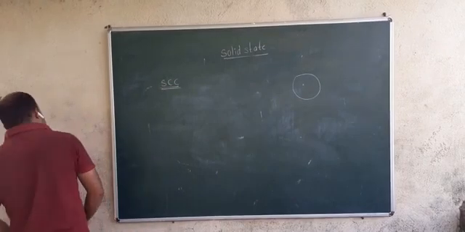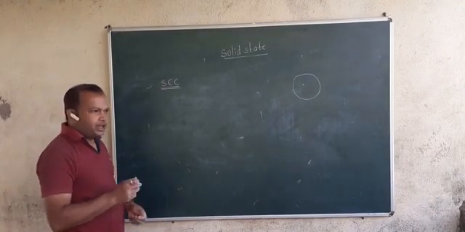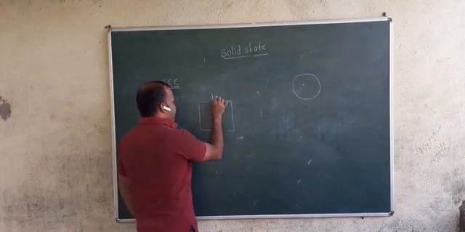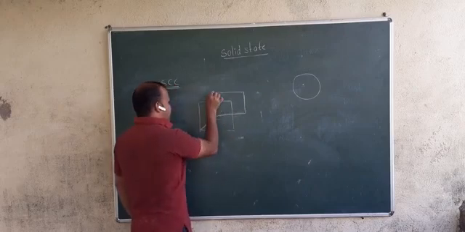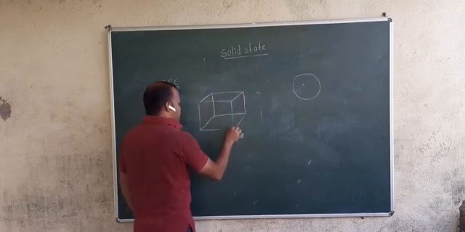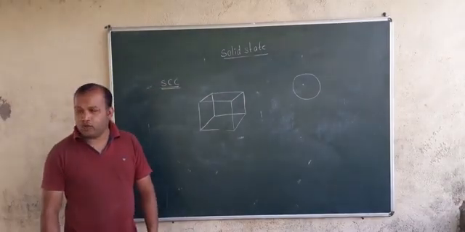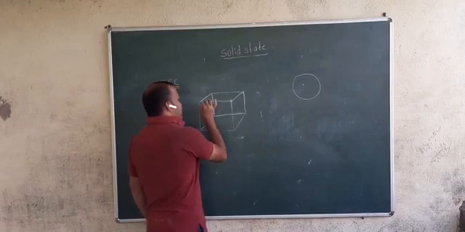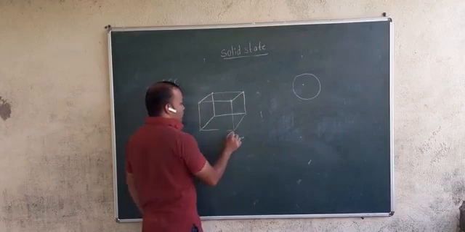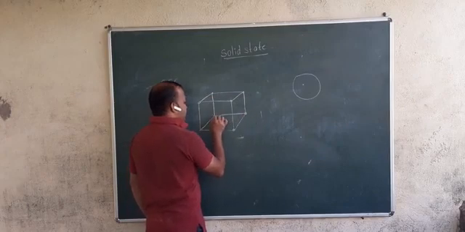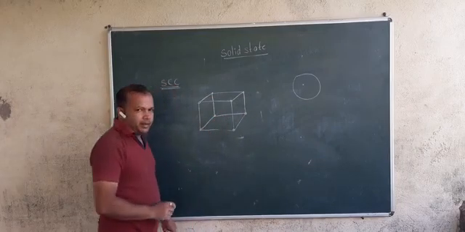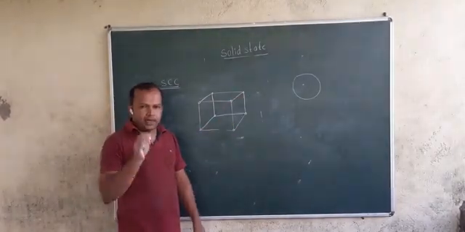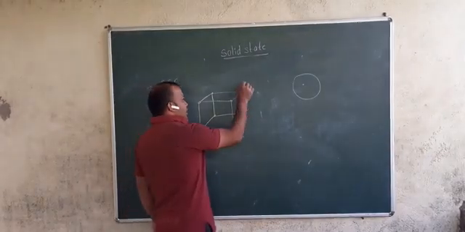Okay students, again we'll repeat. The first one is SCC, simple cubic crystal. What is simple cubic crystal? If I draw a cube, the 8 constituent particles will be at 8 corners. So this is first, second, third, fourth, fifth, sixth, seventh, and eighth. I said I am representing this constituent particle as a point, but this is a circle. So I will draw a circle here.